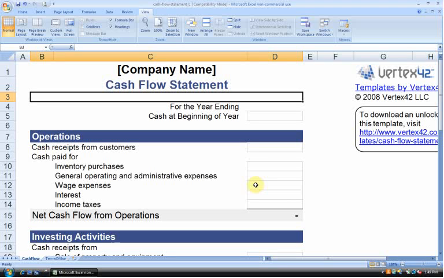Understanding a business's cash inflows and outflows is crucial to running it efficiently. In this video, I'll show you how to use a cash flow statement template to determine your business's cash flows over the course of a given year.